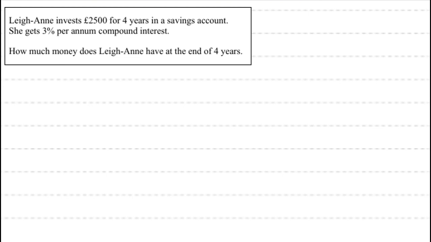Leanne invests £2,500 for 4 years in a savings account. She gets 3% per annum compound interest. How much money does Leanne have at the end of 4 years? We always say to ourselves that everything starts off at 100%. And we are earning 3% interest per annum, so we are going to add that on, which gives us 103%.